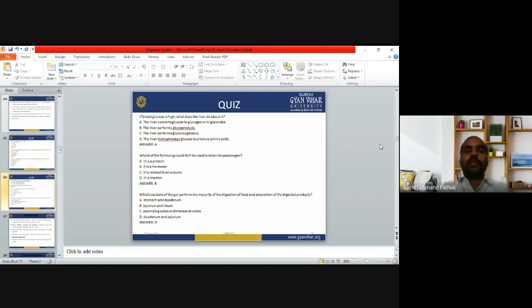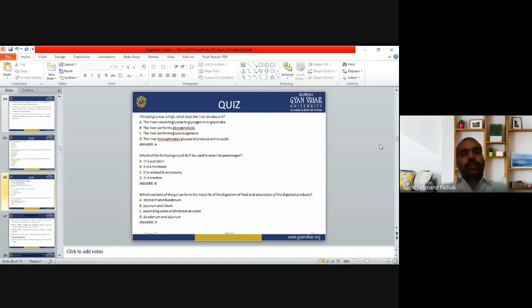Now let's go further to C and D. Maybe an even more accurate answer will be there. Answer number C, it is related to an enzyme. Yes, pepsinogen is related to an enzyme, so this will also be incorrect. D, it is inactive. Yes, definitely. Pepsinogen is inactive. When it combines with HCl, it becomes active pepsin. So yes, all three are incorrect. Then answer B is correct.